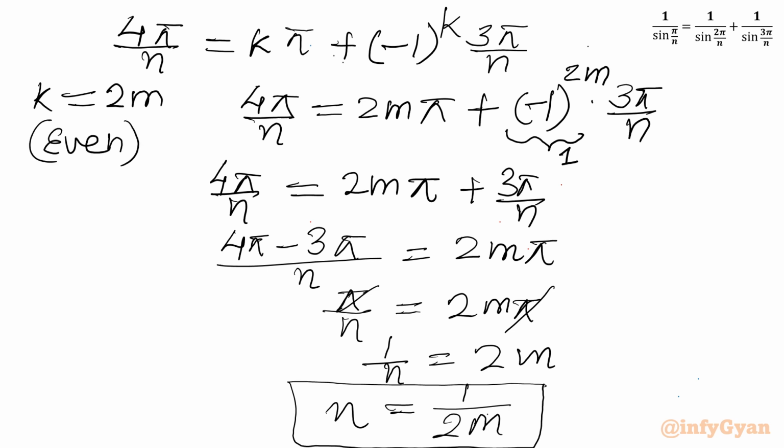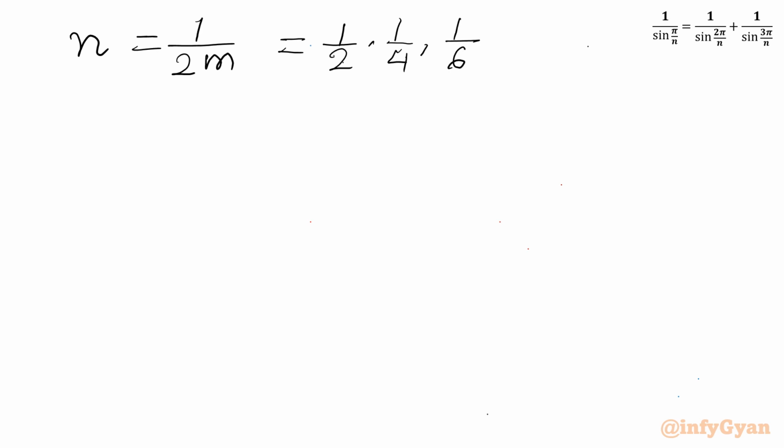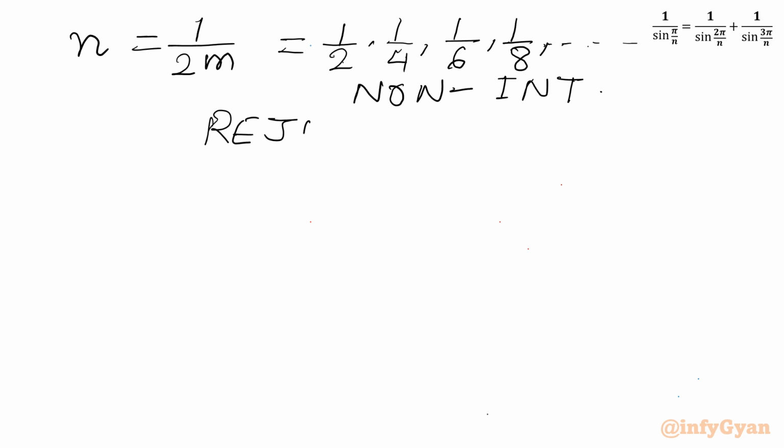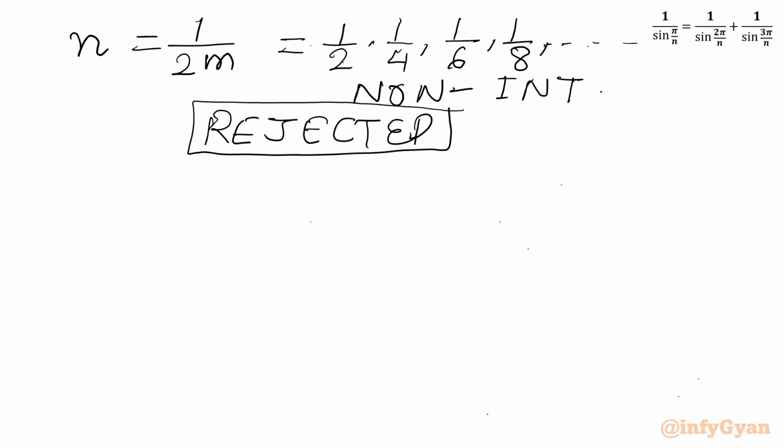Let us apply m equal to 1, 2, 3, 4. So n will be equal to 1 over 2m. For m equal to 1, this value will be 1 by 2. M equal to 2, 1 by 4. M equal to 3, 1 by 6. M equal to 4, 1 by 8 and so on. So here we will be getting non-integer values. Hence we can reject it, as we are looking for positive integer solutions.